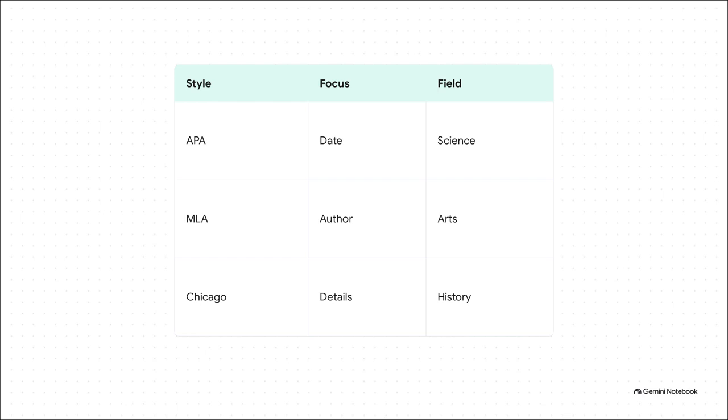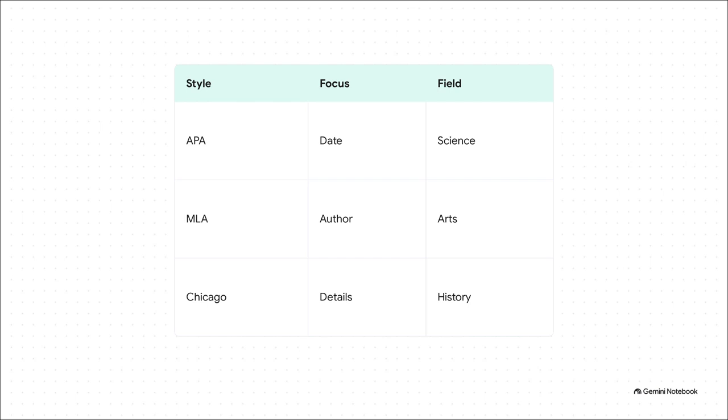Why? Well, because it's used in science and research where newer information is totally key. A science experiment from 2024 is going to be way different from one in 1994, right? On the flip side, MLA, the Modern Language Association, cares most about the author and the title. That's used in literature and humanities, where the text itself is really the star of the show.